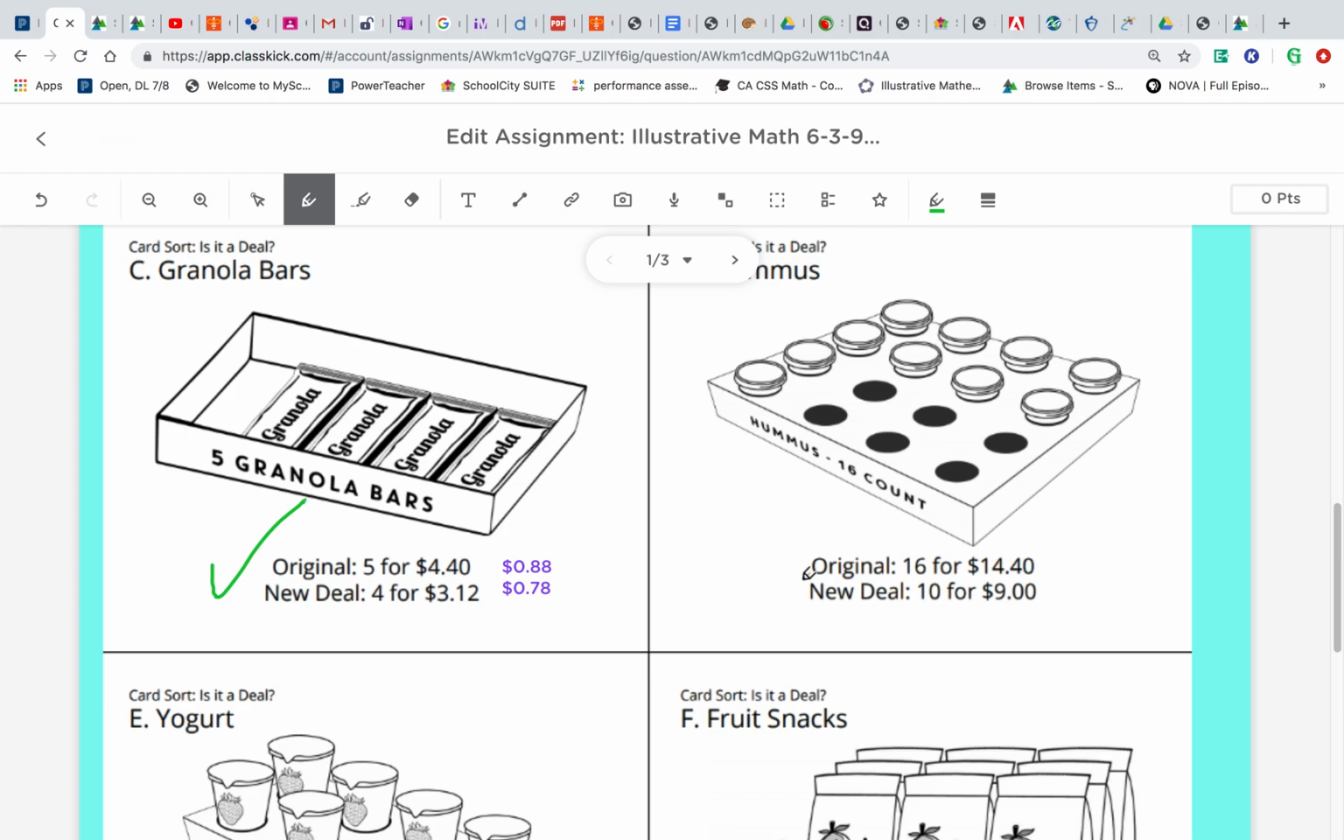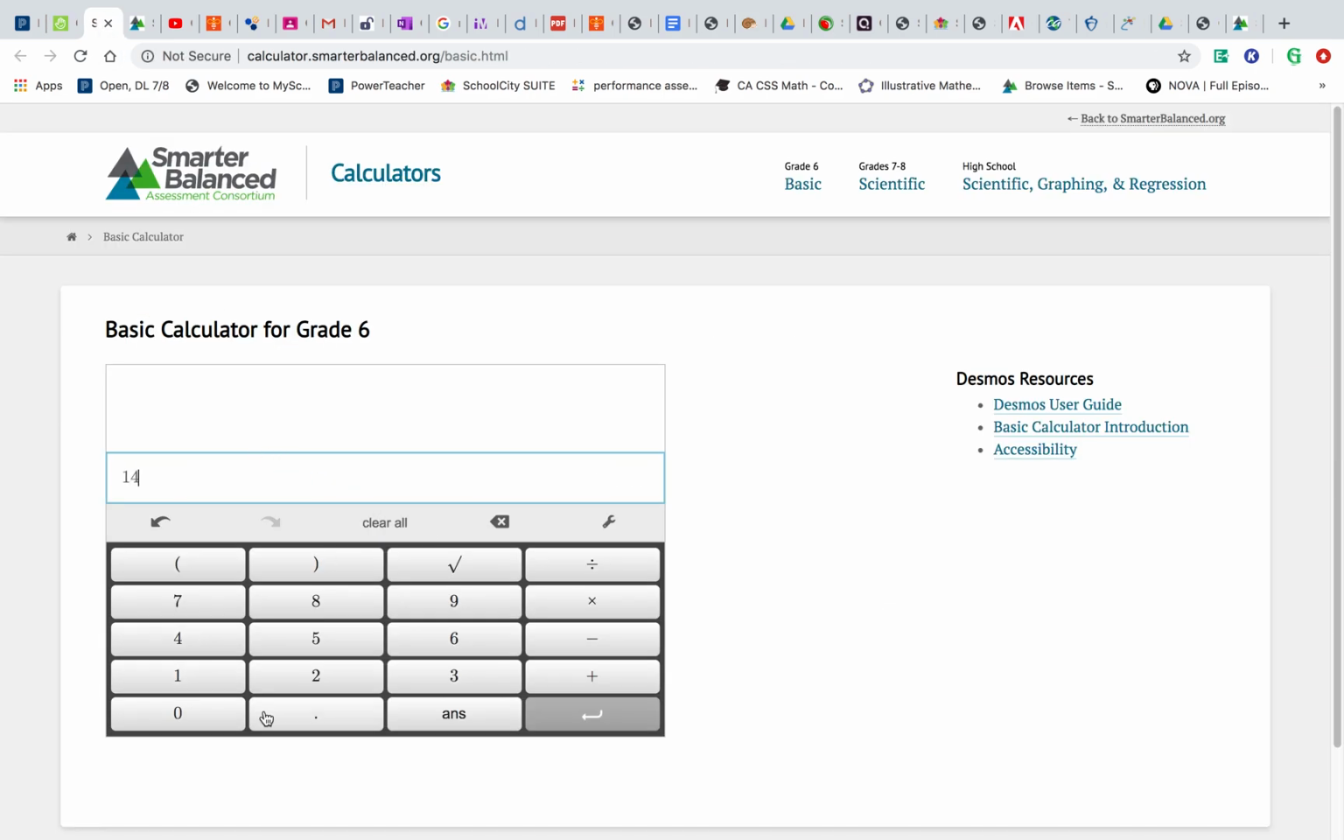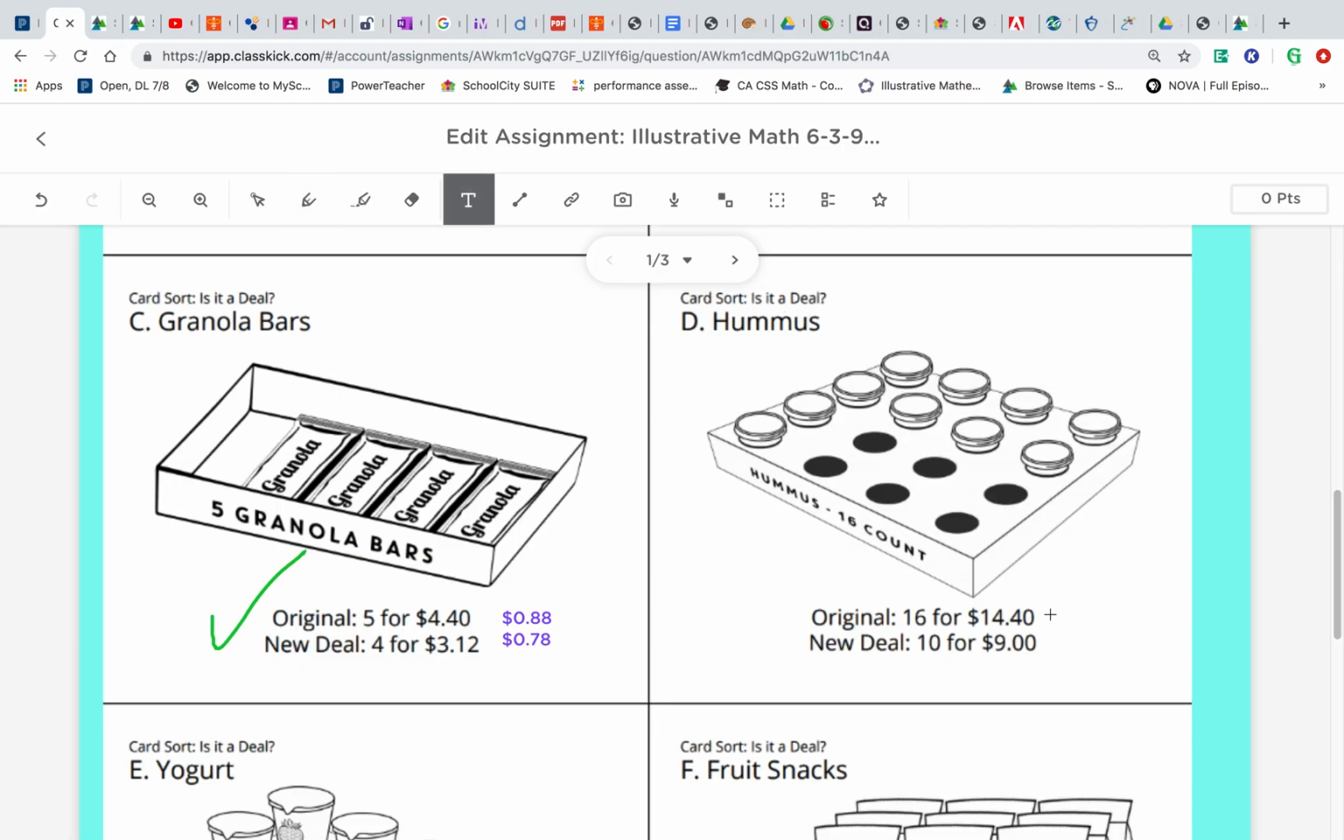All right. So for the next one here, we have hummus, 16 for $14.40. Okay. So I need to go to the calculator. I need to do $14.40 divided by 16. 0.9. So again, we want to think about that as 0.9. Is that 9 cents? No, it's 90 cents. 90 cents for one. And if you think about it, if it was 16 for $16, that would be $1 a piece. All right, so if it's $14.40, it's going to be a little bit less than $1. Not a lot less, but just a little bit less, so 90 cents.